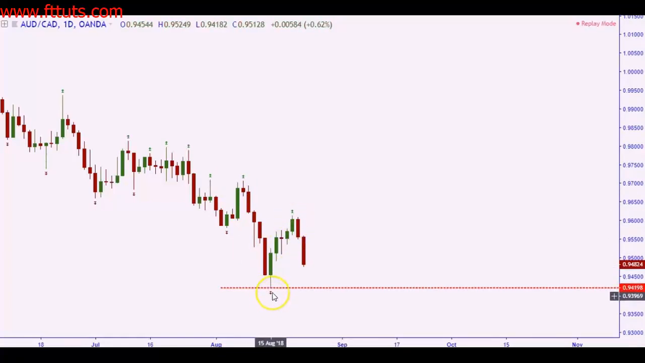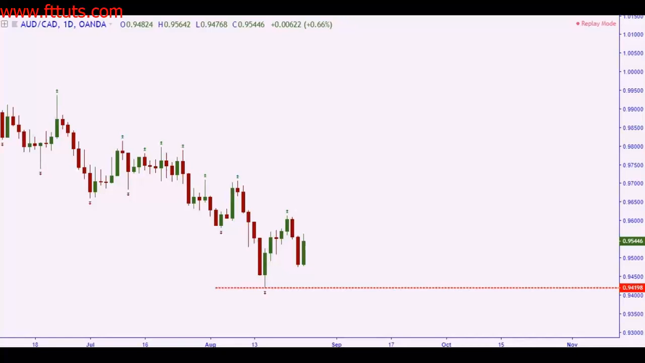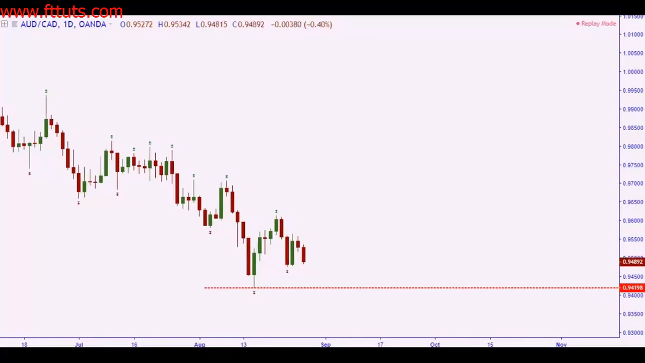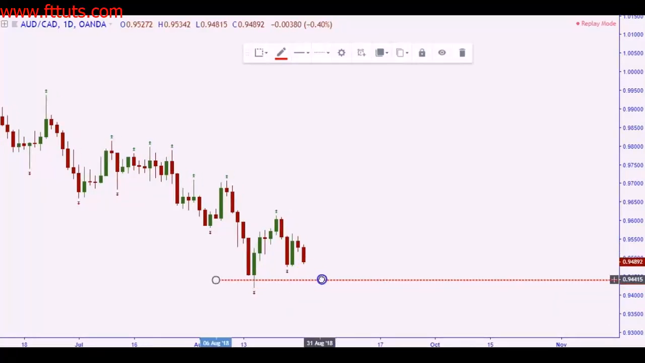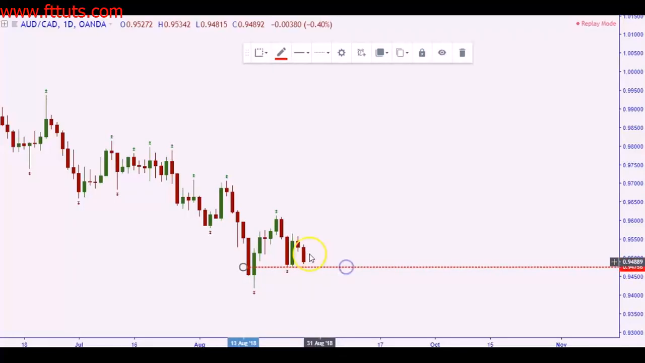Now we need to violate 2. So you have your 1, 2, and your 3. Whichever way we violate lets us know. So you violate here, it's a continuation. New fractal here. So I'm going to move the fractal here. So now it looks like the change is coming.